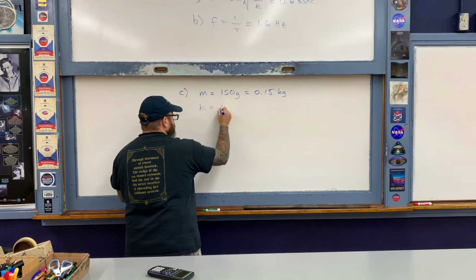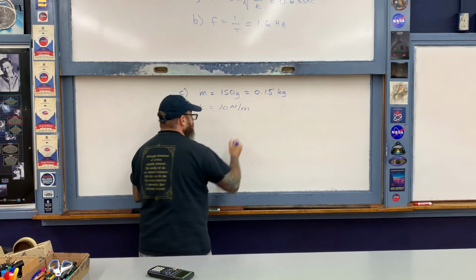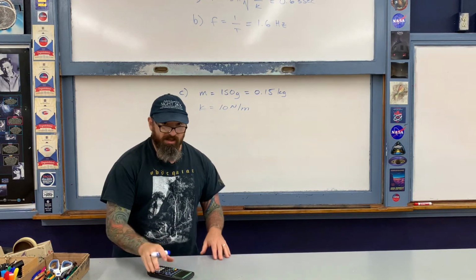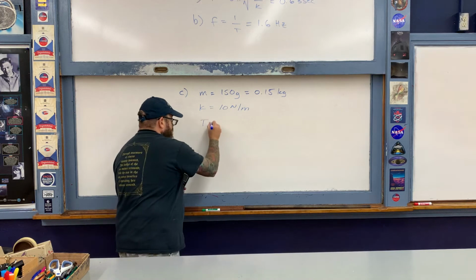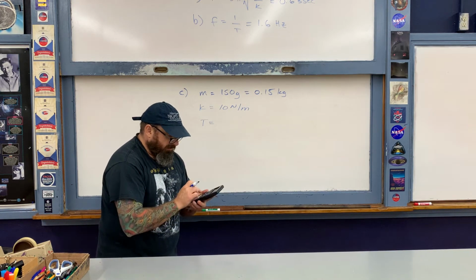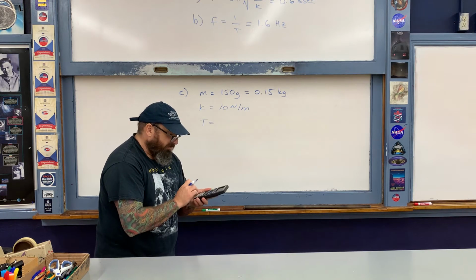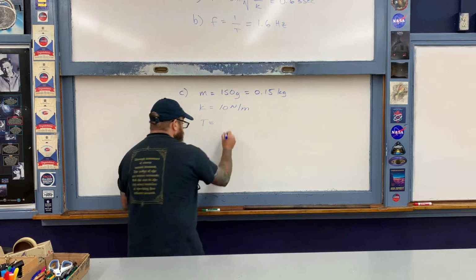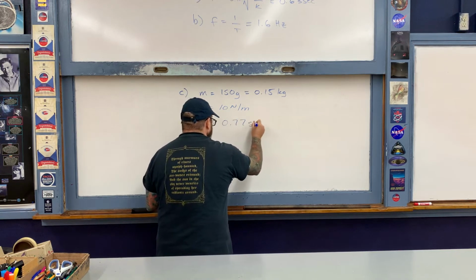It's the same spring as before. The spring constant K is 10 newtons per meter. So let's go ahead and quickly recalculate the period and the frequency. Using the formula for the period, I have 2 times pi, multiplied by the square root of 0.15 divided by 10. Take the square root of the whole thing, and it ends up being about 0.77 seconds.